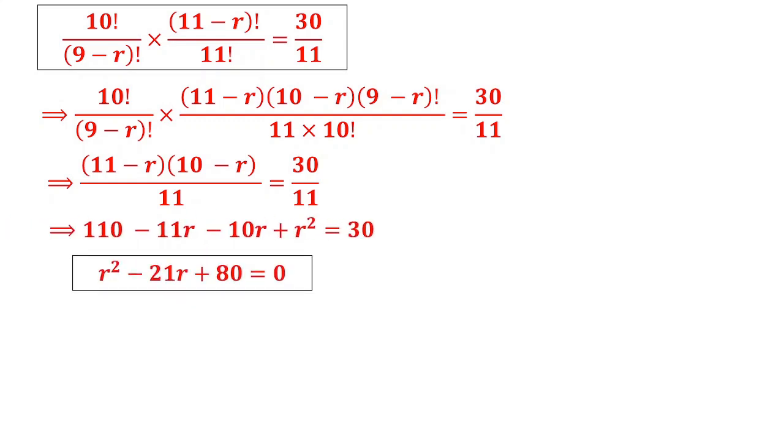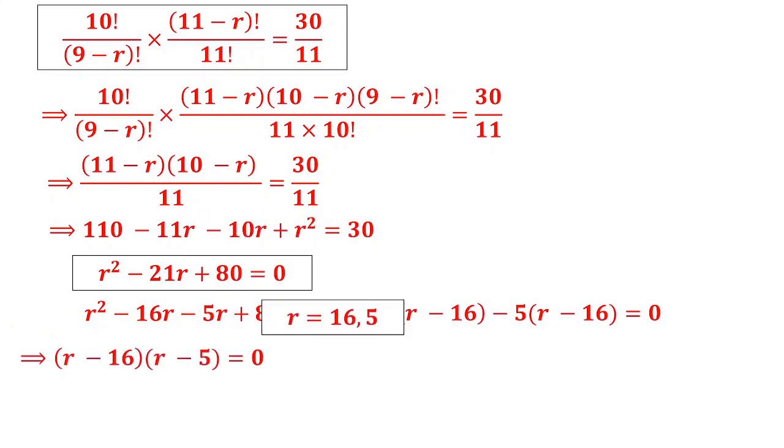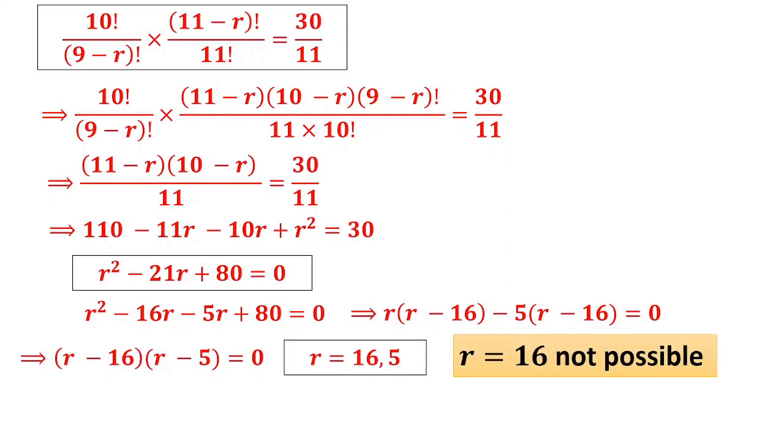I am getting a quadratic equation, r squared minus 21r plus 80 is equal to 0. I am solving it. r is equal to 16 and 5. But in the original problem it talks about 11P something or 10P something. So r cannot be 16, because r should be less than or equal to n. Therefore r equal to 16 is not possible. Therefore r is equal to 5.